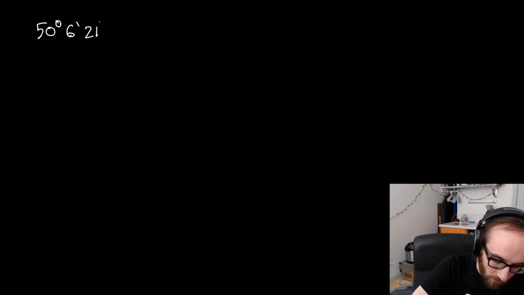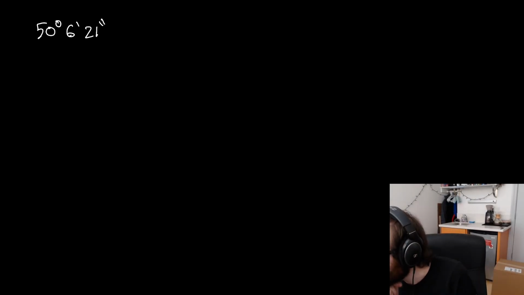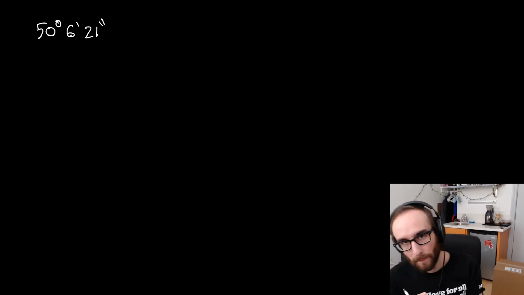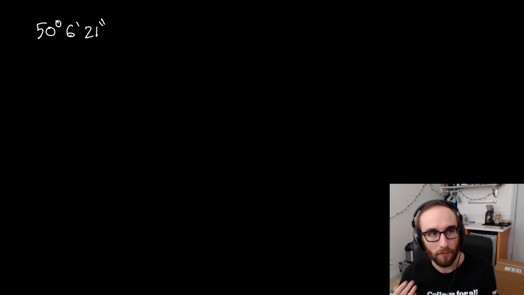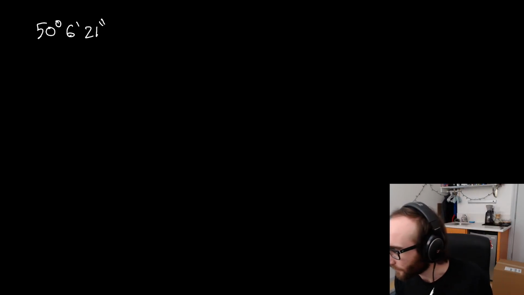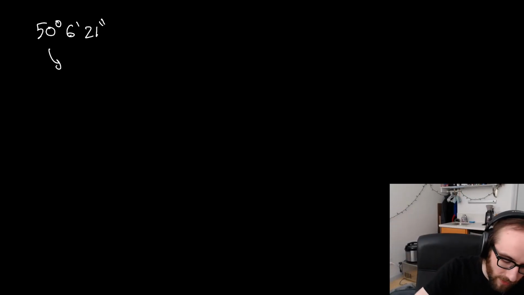We might also be asked to convert from degrees, minutes, and seconds to actual degrees. For example, we might be given 50 degrees, 6 minutes, and 21 seconds. So in this case, what we can do is convert the minutes and the seconds in terms of degrees. So we can split this up. So we're going to have 50 degrees, we know that.